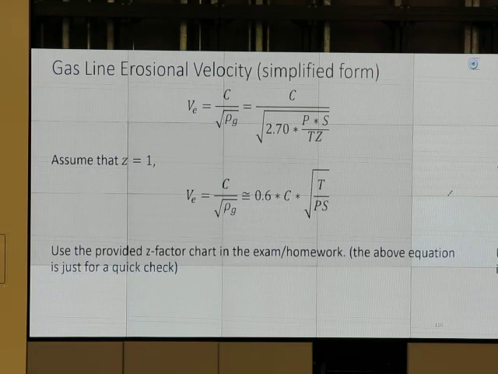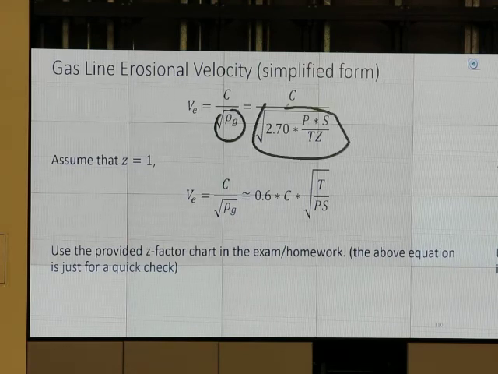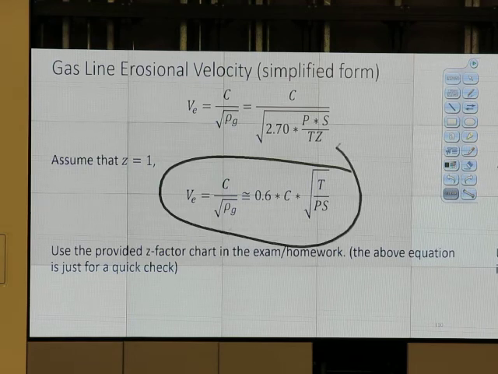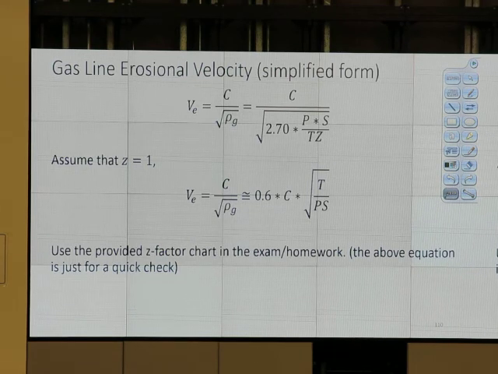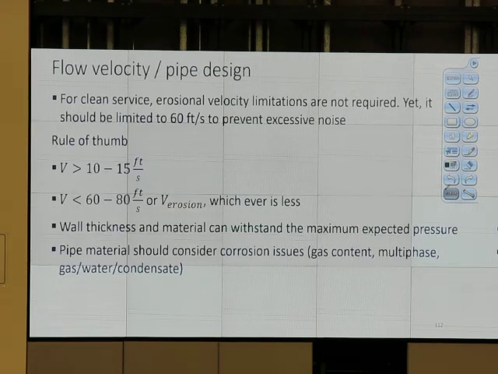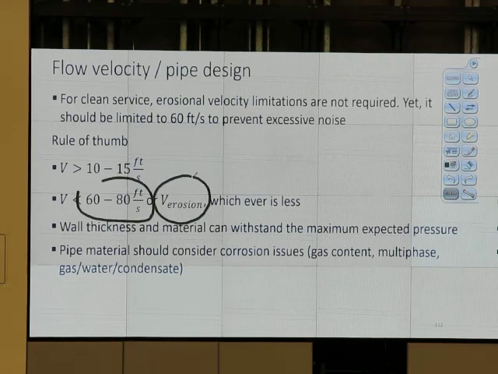Erosional velocity. If I substitute that formula into here, instead of rho g, I put the whole thing in, take the square root, I can rearrange it and get a new formula: V equal to 0.6 c square root T over P S. We talked about this already. Typical value, that or V erosion, whichever is less.